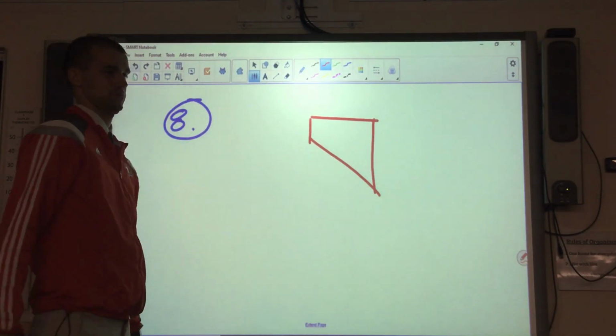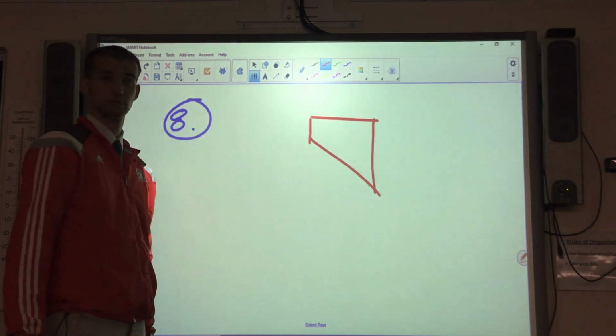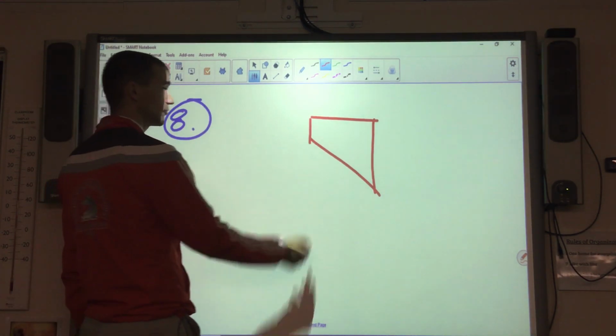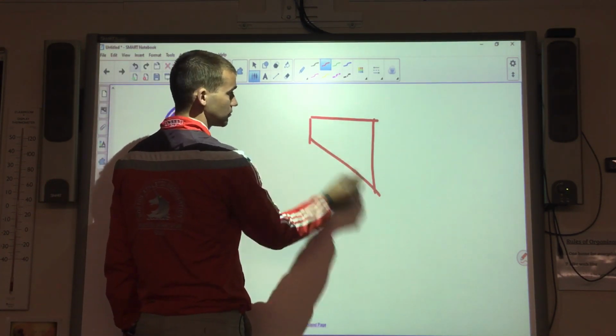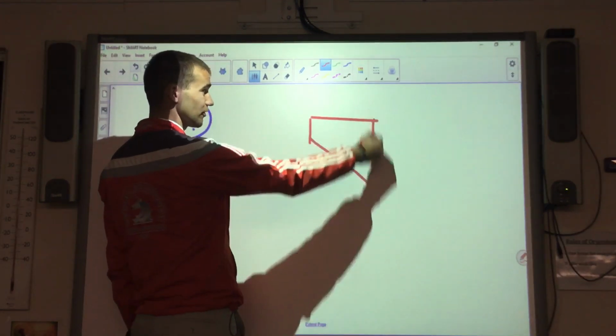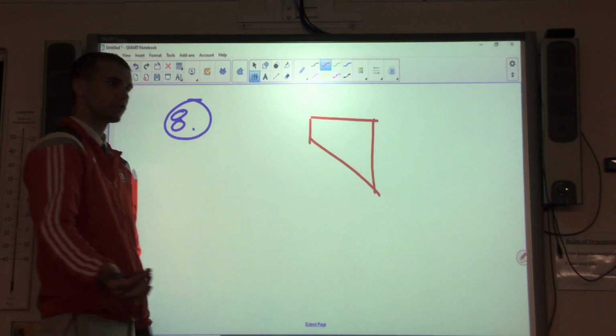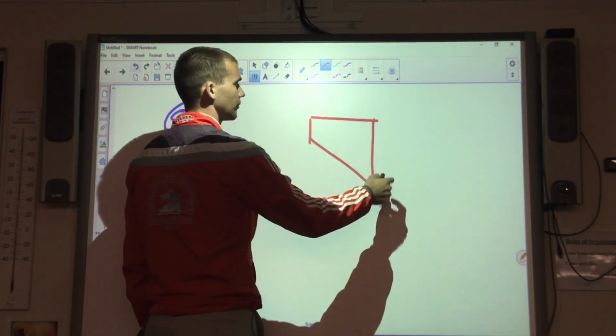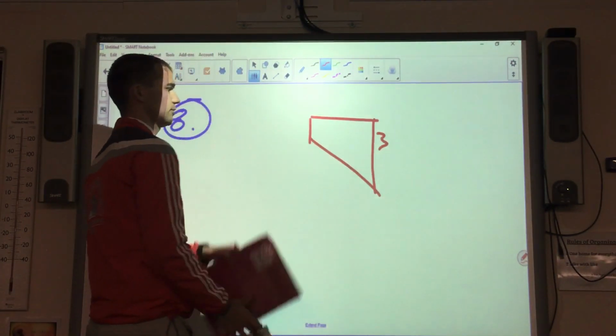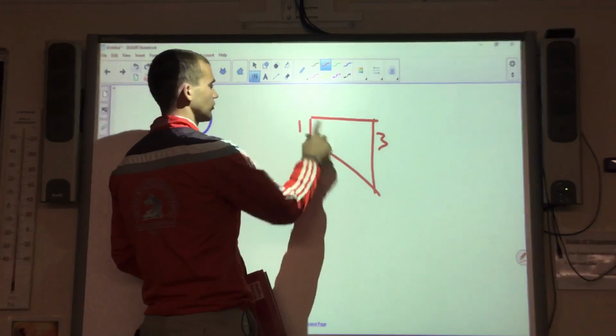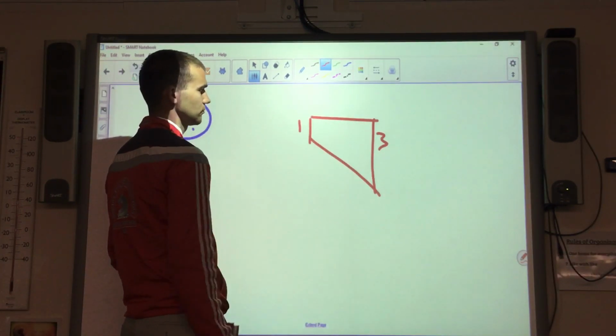What's the base here? There are 2 bases. Bases have to be parallel to each other. Are these parallel? No. So the bases are this way. Can you flip the trapezoid over? Yeah, of course you can. So these are the bases. This one's 3 units, this one is 1, and what's the vertical height? 4.